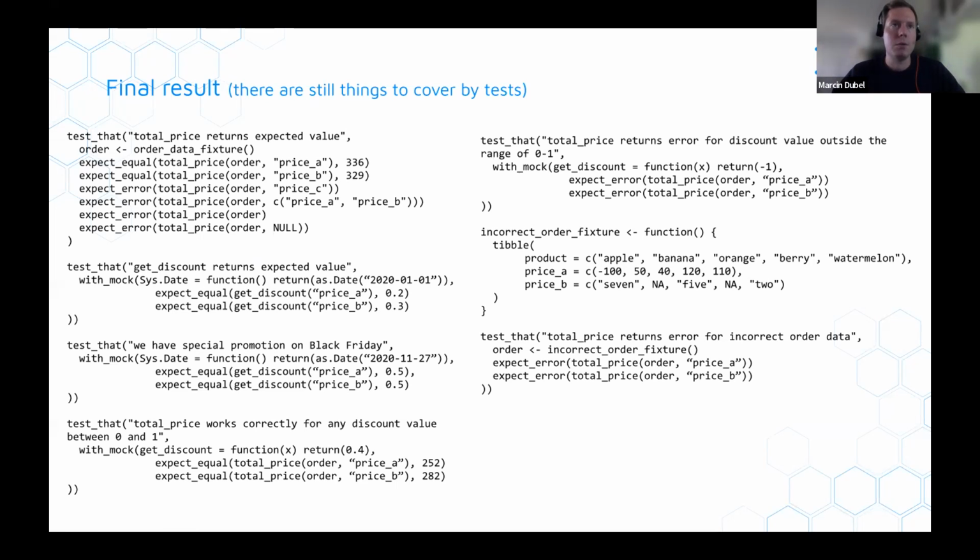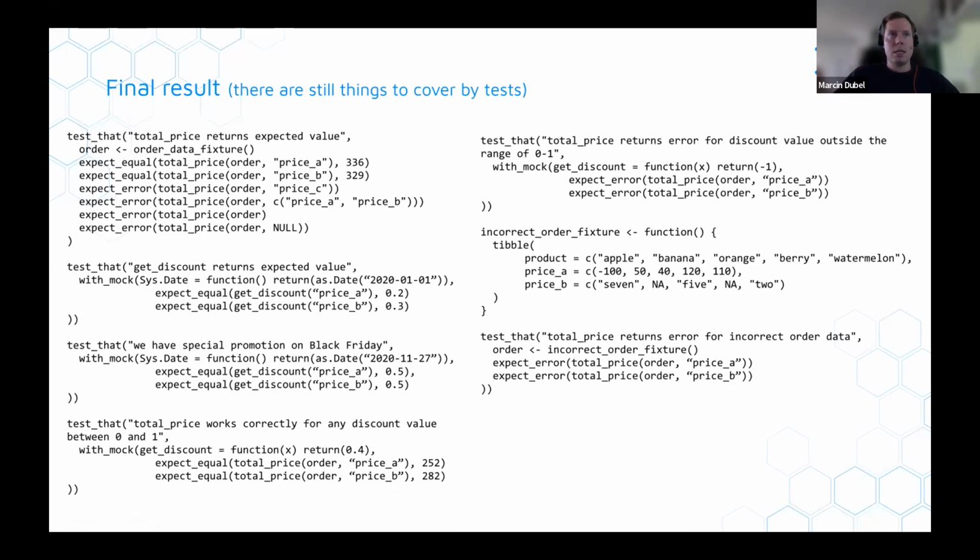So that's why we don't want to use sysdate as it is, but we want to always return something static. This is the same case as with sysname. The other case is if we want to test the function that we are writing. As you remember, in our total price, we use the function that we extracted called getDiscount.